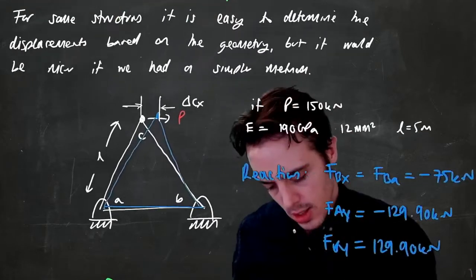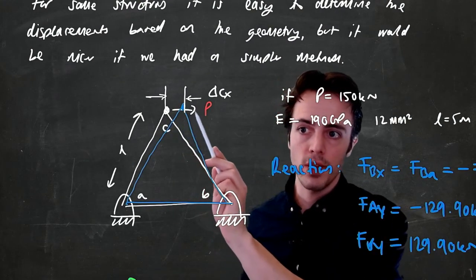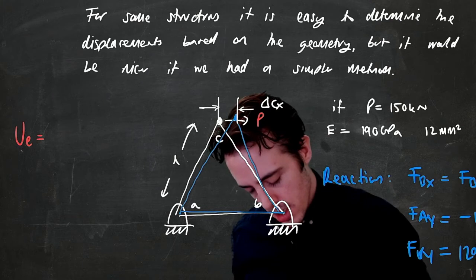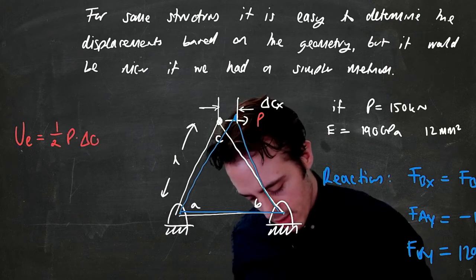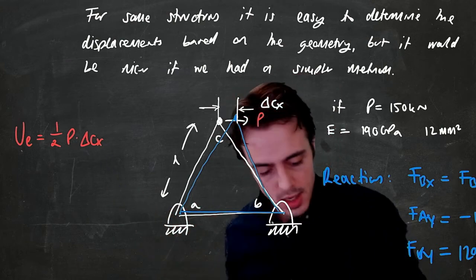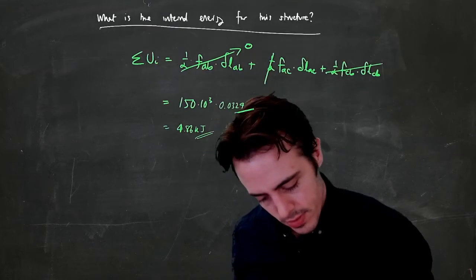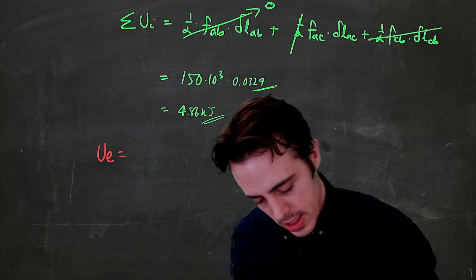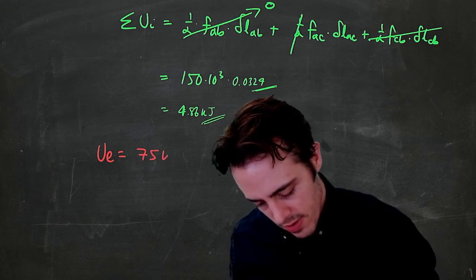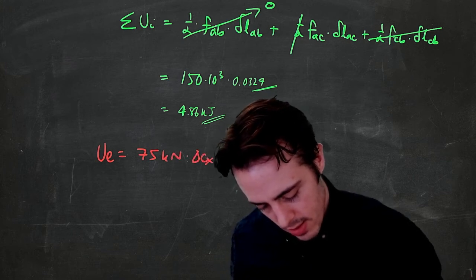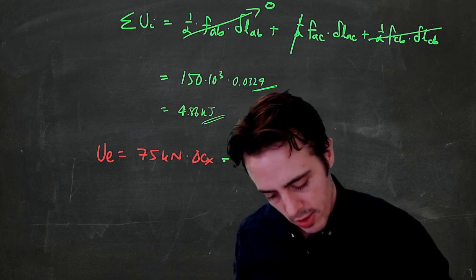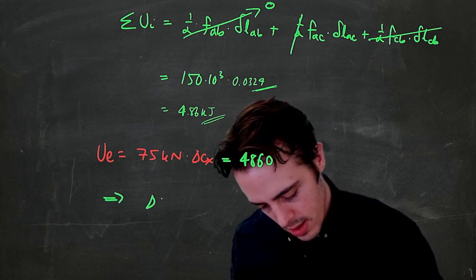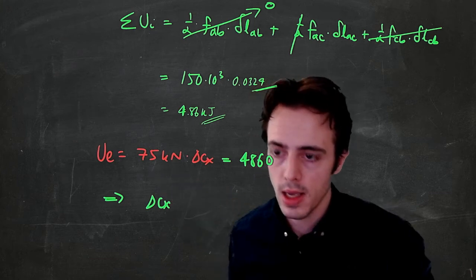So if this is my structure here, there's only one node that can move, and there's only one displacement in the direction of that external force. So my external work done is equal to half P delta Cx. And delta Cx is the bit we want to find out, and P was just 150 kilonewtons. So the external energy is equal to a half multiplied by 150, so let's call it 75 kilonewtons multiplied by delta Cx. That's got to be equal to 4860. So delta Cx has got to be equal to 4860 divided by 75,000.